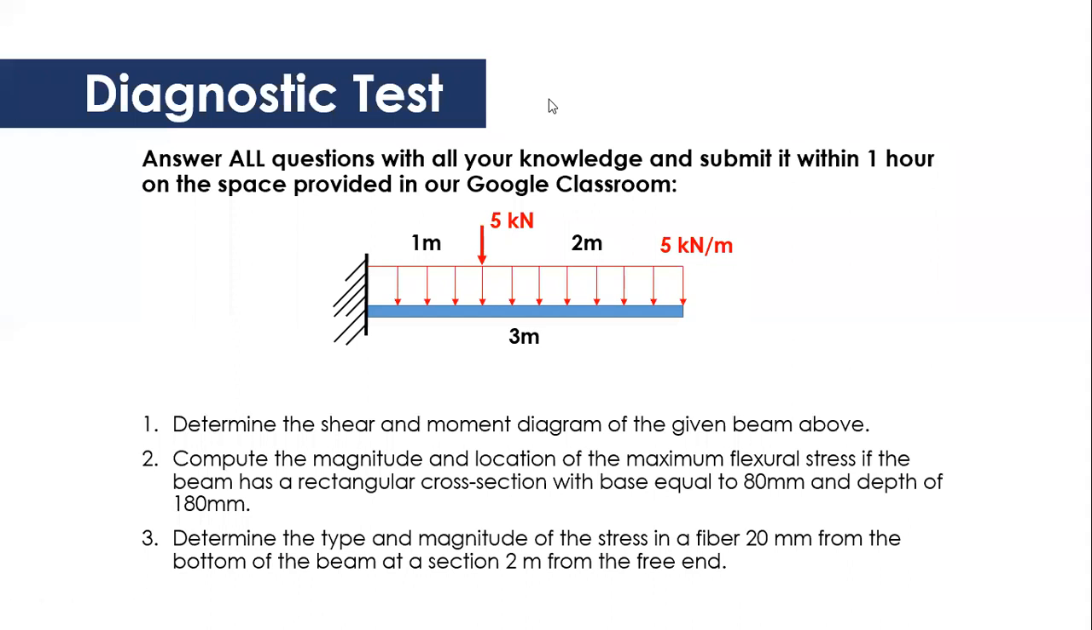Ngayon, ang kailangan nyo gawin dito sa cantilever beam na to is first determine the shear moment diagram ng beam given the load condition and the given span. At the same time, we need to compute the magnitude and location of the maximum flexural stress, if yung beam natin ay merong cross-section na rectangle na 80 mm wide and then 180 mm deep. At the same time, yung type and magnitude of the stress in a fiber 20 mm from the bottom of the beam at a section 2 meters from the PM.